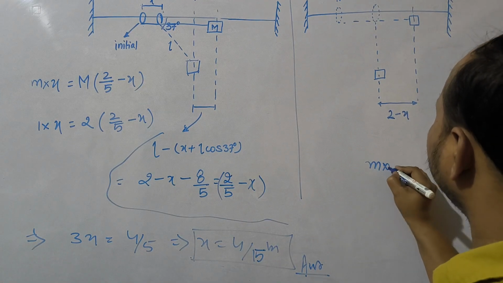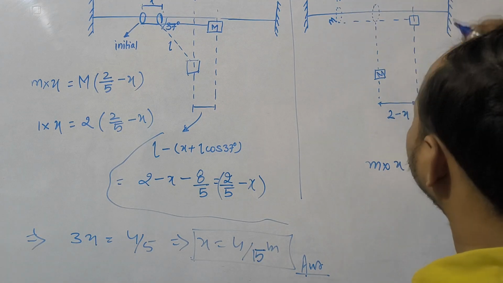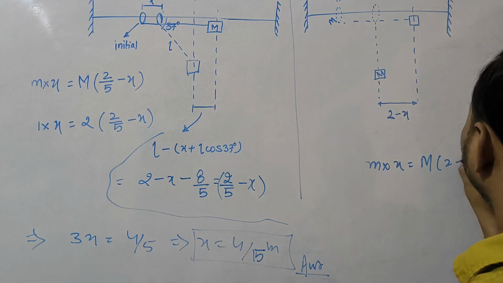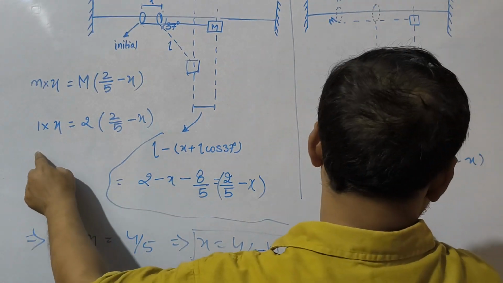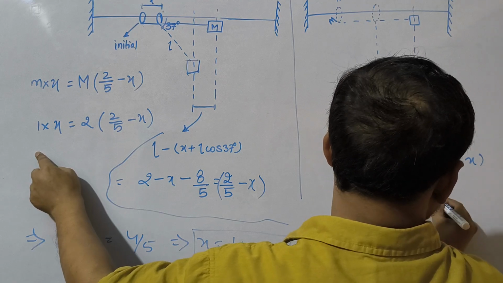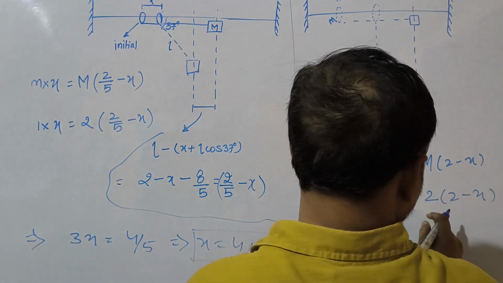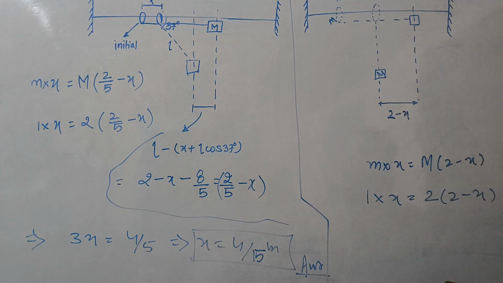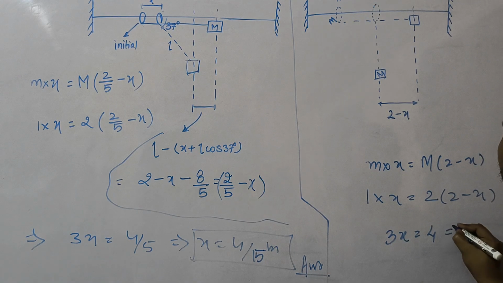So small m into x is equal to capital M into 2 minus x. What is the value of small m? Small m is 1 kg. So 1 into x is equal to 2 into 2 minus x. So 4 minus 2x, giving 3x is equal to 4. This implies x is equal to 4 by 3 meter, again in the forward direction.